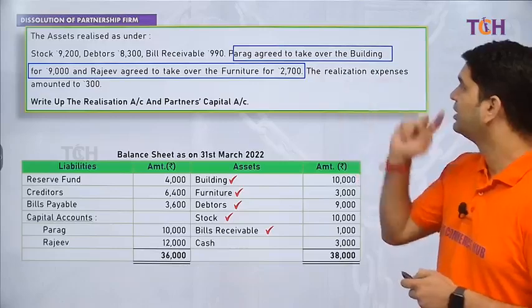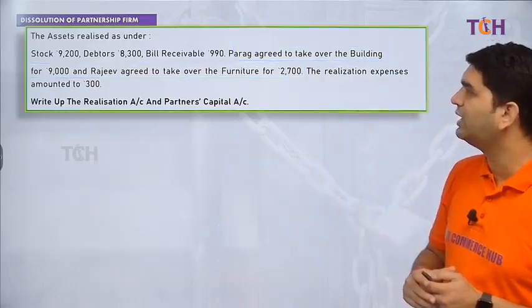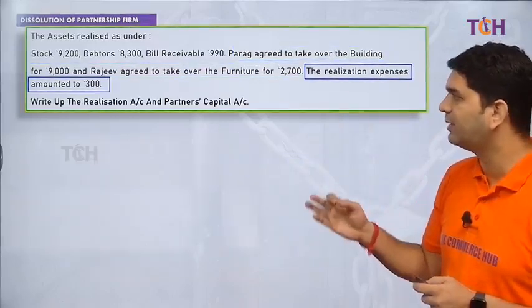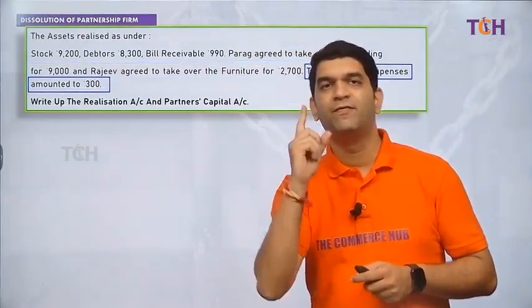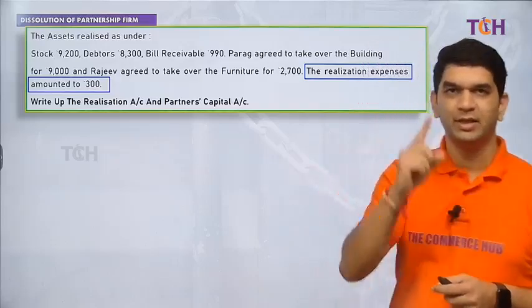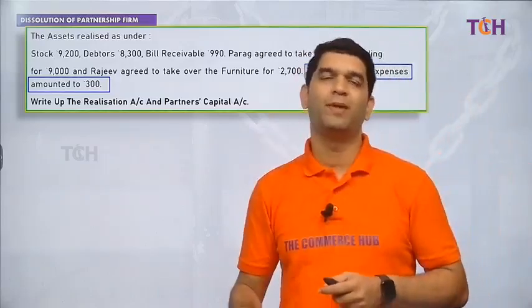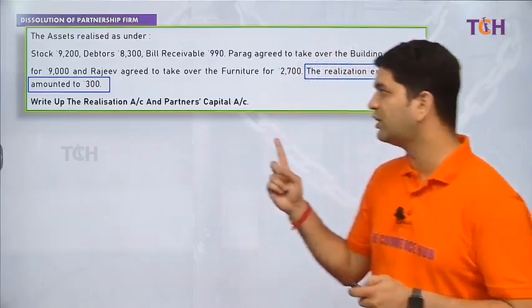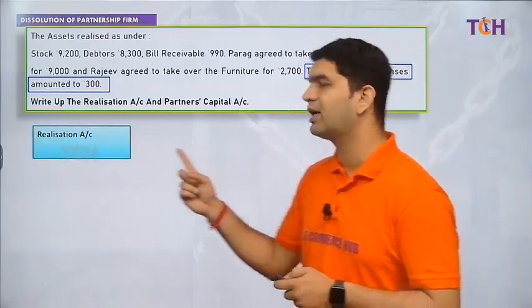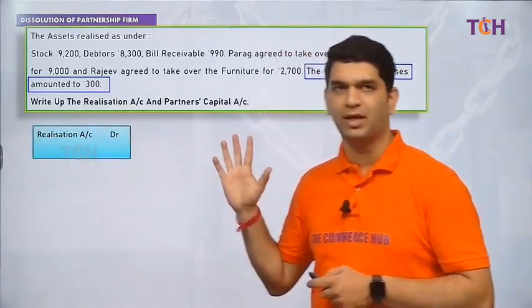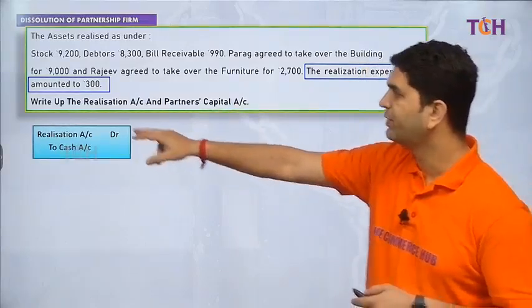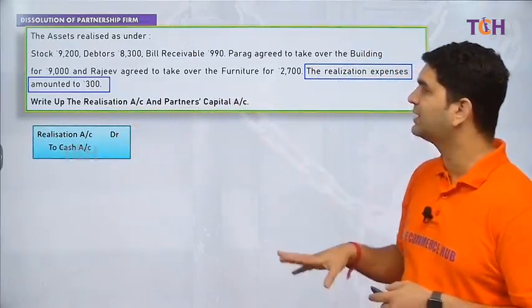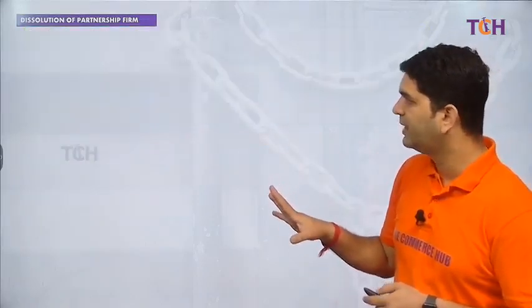The realization expense amounted to 300. If nothing is mentioned about realization expenses, we will assume that it is borne by the firm and paid also by the firm. So for this, the journal entry would be realization account debit to cash bank account. That is what we will record because we are paying it and it is our expense only. Write up realization account and partners' capital account. That is what is mentioned here.